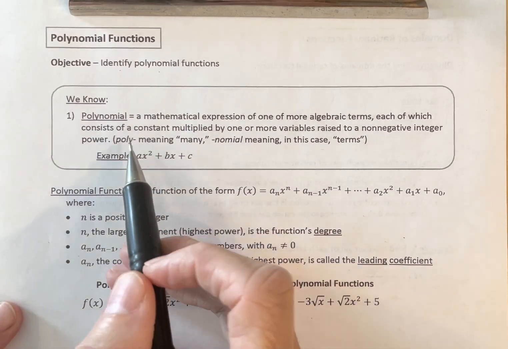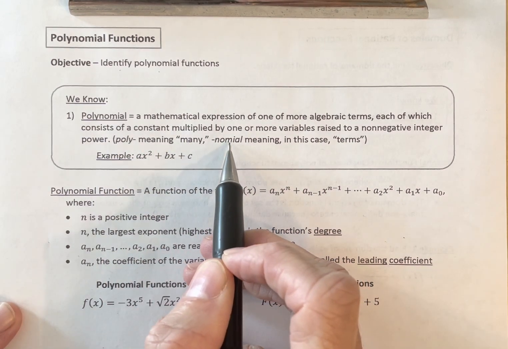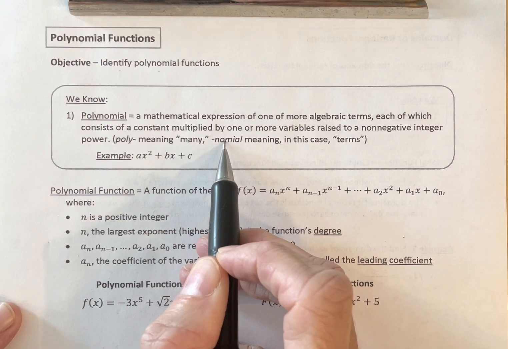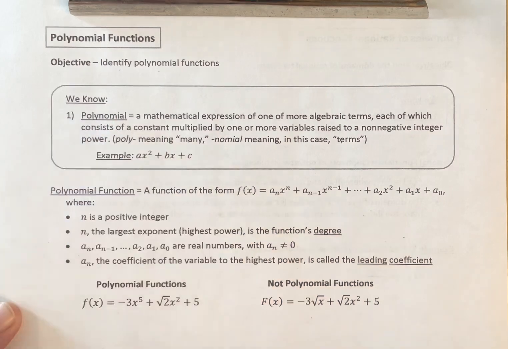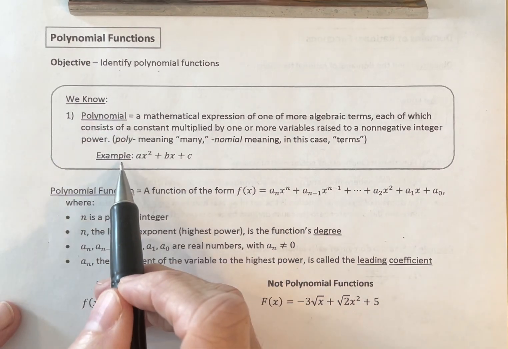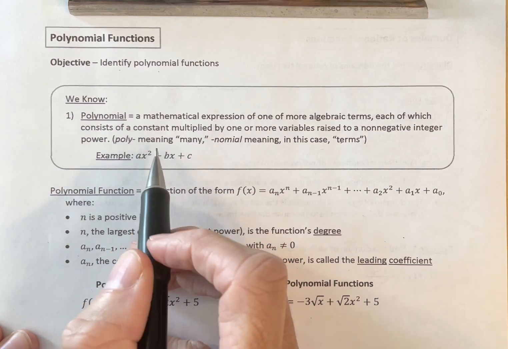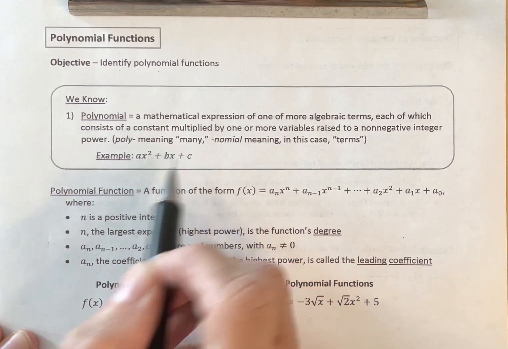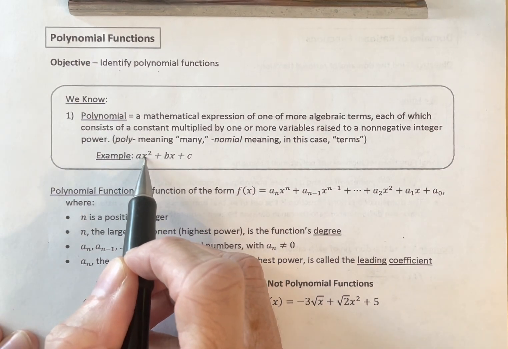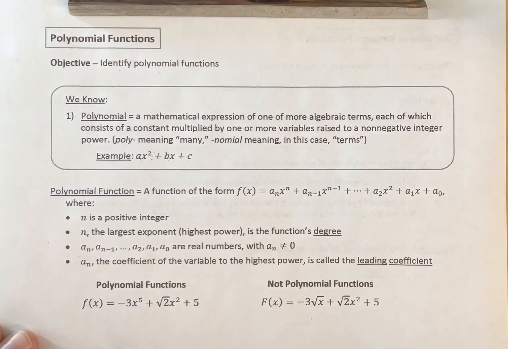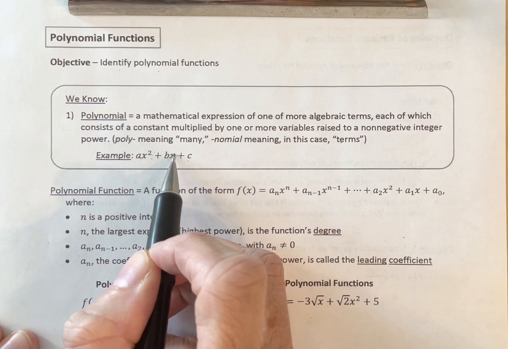In this case, the prefix poly means many, and the suffix, or the root, nomial means terms. So we have many terms. Here's an example. You might notice this is a quadratic. We have three algebraic terms here, a constant multiplied by one or more variables in each case, and our exponents are non-negative.